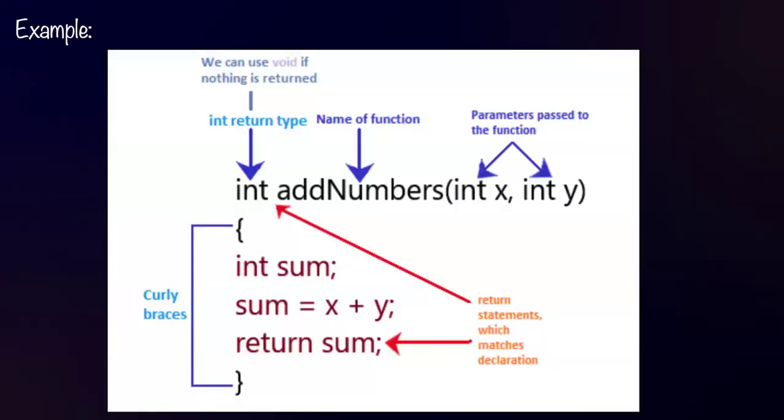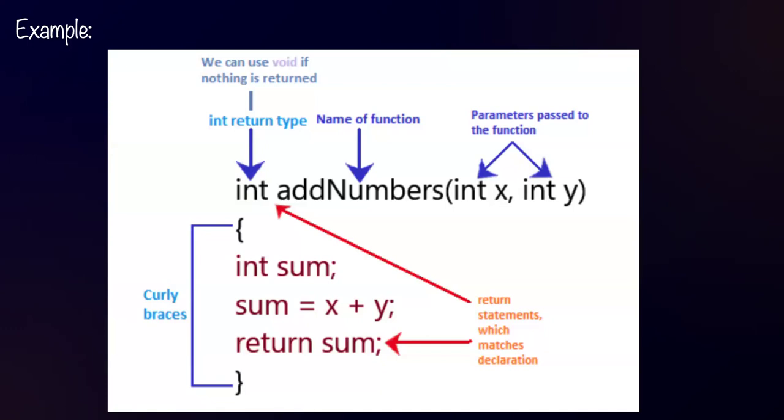Now, this is an example, a very important flow chart I've attached here. Can you see how the code structure tends to be? It says int addNumbers, int x, int y. Then within the curly braces, int sum equal to x plus y, and return sum. First, int is the return type.